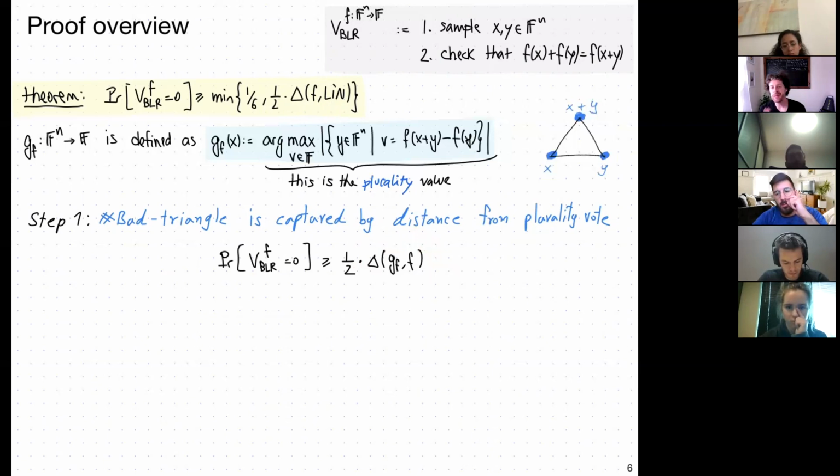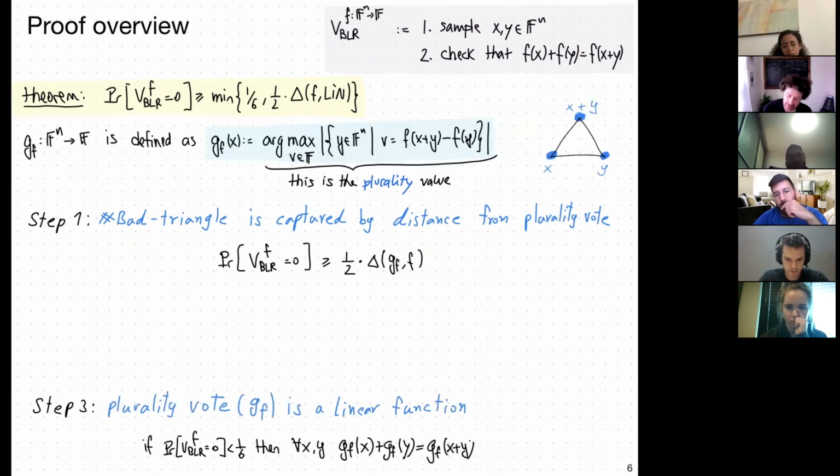Now I'm going to skip one technical step and go to the final step, step number 3, and you'll see in a second why I'm doing it in this order. All we want to say here is that the plurality vote, this function g of f that we have here, is in fact a linear function. What does that mean? We define this function where we take the value of each point by looking at the plurality of all triplets that would lead to correcting each value.